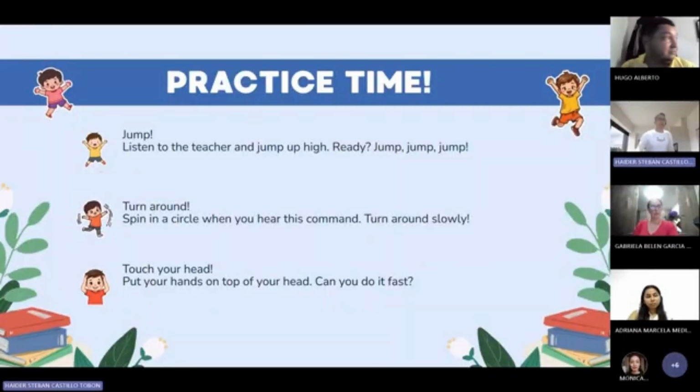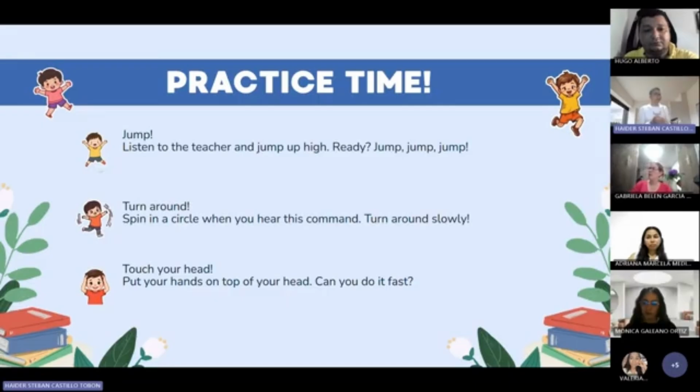Okay, this is a practice time. Vamos a hacer las prácticas de lo aprendido. Entonces, in the different lines, you can look and read the actions and you can make the action. For example, in the first point, the action is jump.